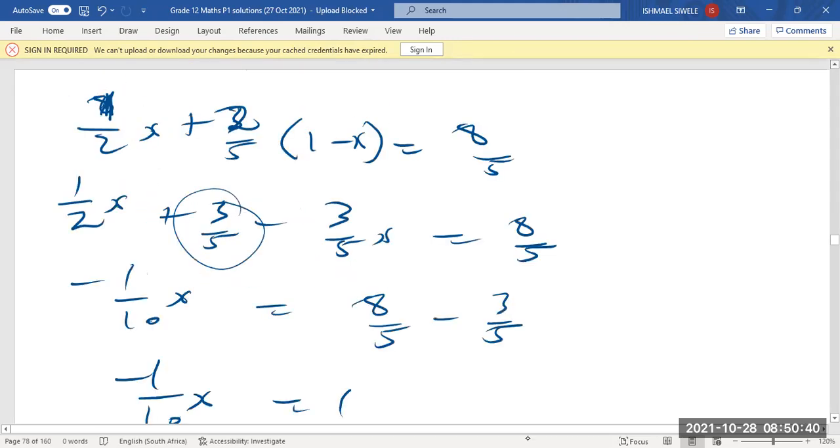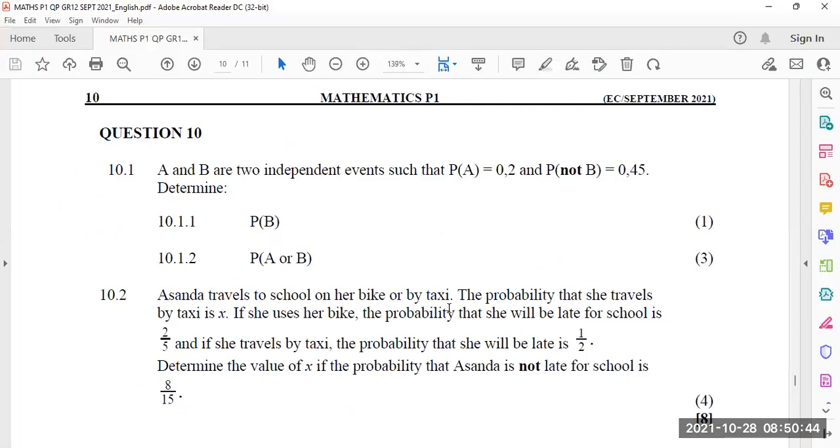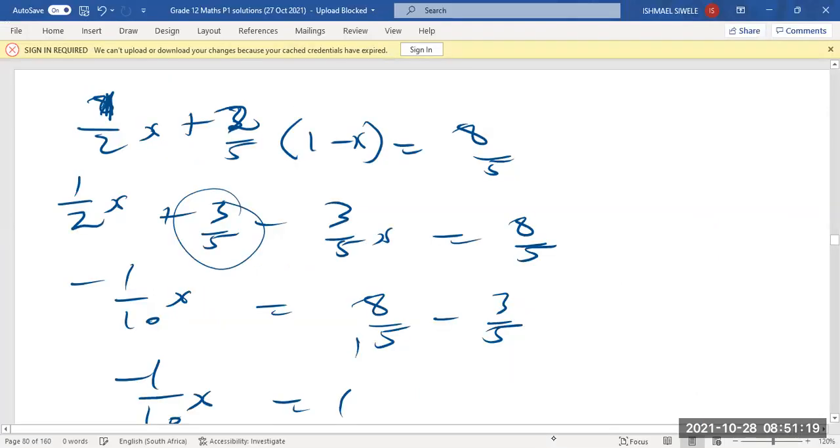Let me check the question, maybe we interpreted it well. Asanda travels to school on a bike or by taxi, and the probability that she travels by taxi is x. If she uses a bike, the probability that she will be late for school is 2/5. And if she travels by taxi, the probability that she will be late is 1/2. Determine the value of x if the probability that Asanda is not late for school is 8/15. Oh, you see where the problem lies. It's 8/15, not 8/5. That is where the problem lies.